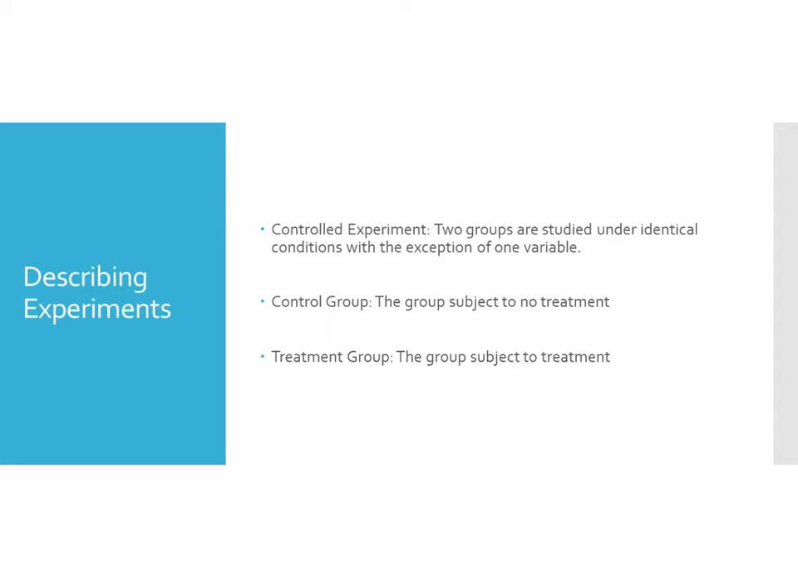Your control group is going to be the group that's subject to no treatment. So in the case of a drug trial, that would be the placebo. And then your treatment group is subject to that treatment. So whatever you are testing, that group would receive that.